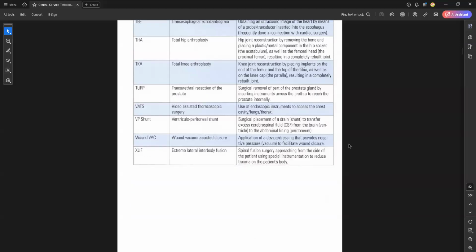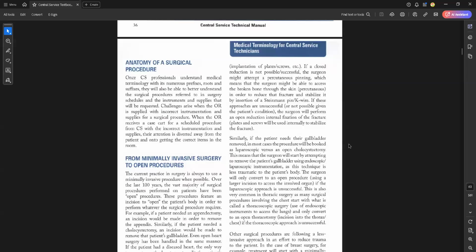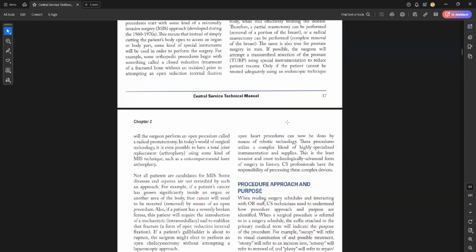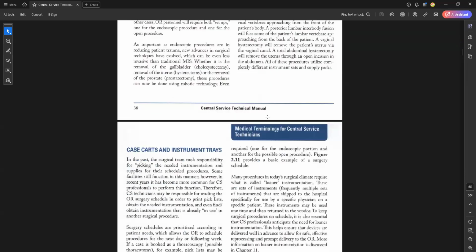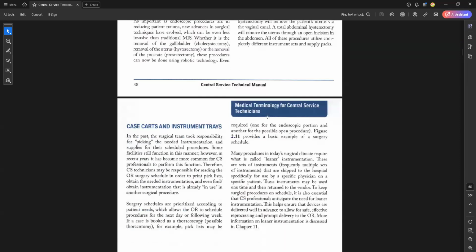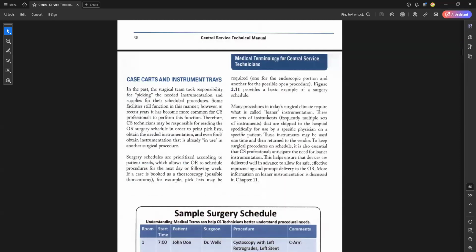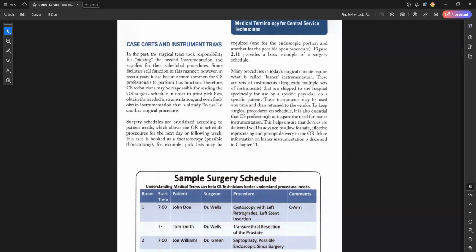So let's continue. Let's go up. Anatomy of surgical. Let's go down again. There is nothing actually of much importance over here. Now, here also there is not much to talk about. What I said already is that you must try as much as possible to get yourself familiar with some of these terms, and case card and sample.